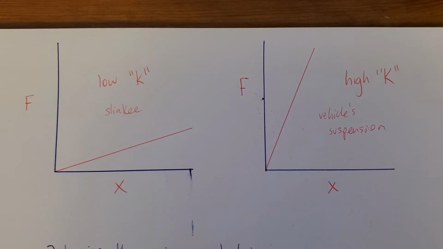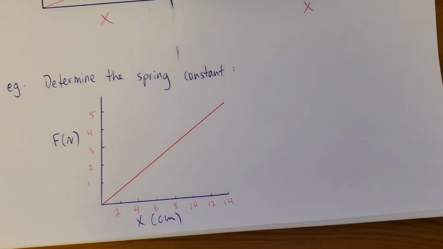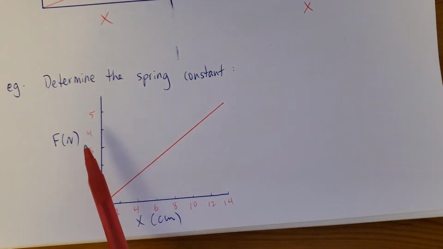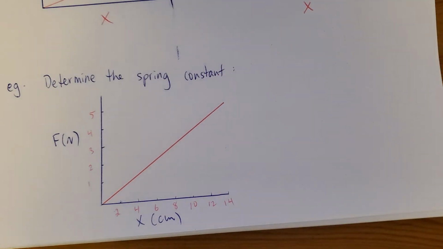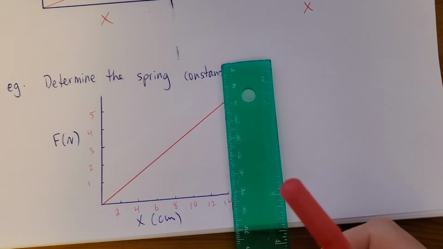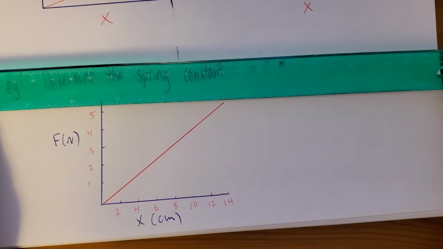One thing I'll definitely ask you to do is to determine a spring constant from a graph. So I've labeled this graph. Always pay close attention to the units. Force is in newtons. The displacement is in centimeters. So we've got this behavior here. I've intended to line it up when the displacement's 14 centimeters. The force was 5 newtons.